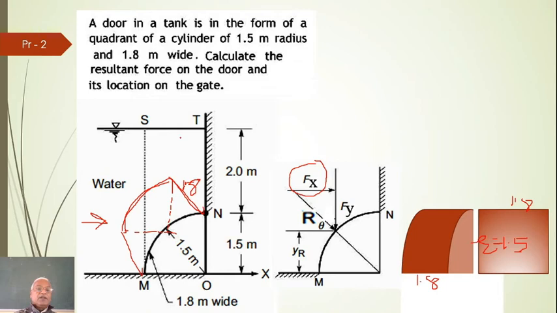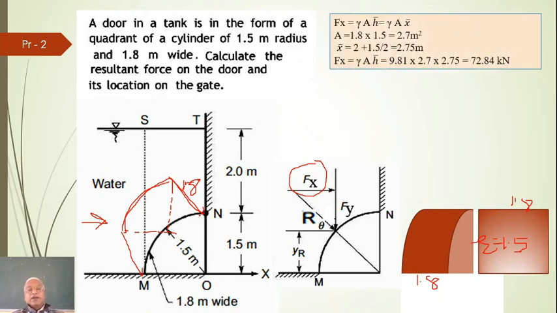Fy will be the weight of the liquid in this area, whatever weight of liquid is there, that will be coming as Fy. Here I have written in detail: Fx will be given by the formula gamma A h bar. Here gamma is for water, so it will be 9.81. Area becomes 1.8 by 1.5, that is 2.7 meters squared.